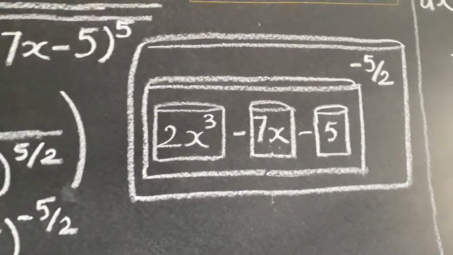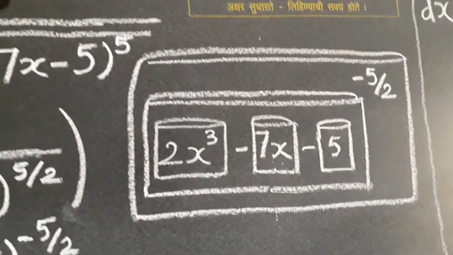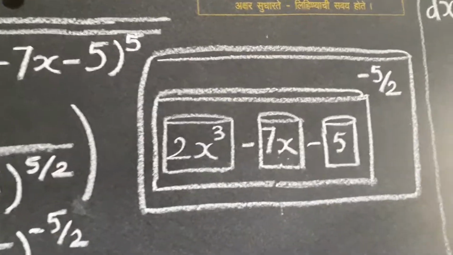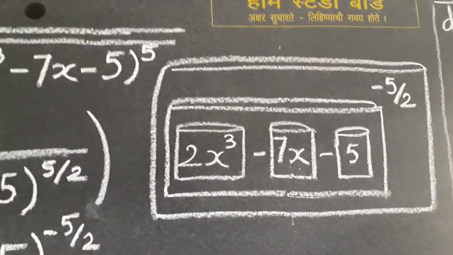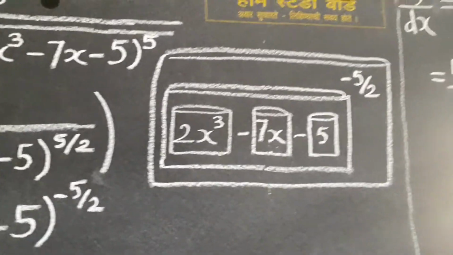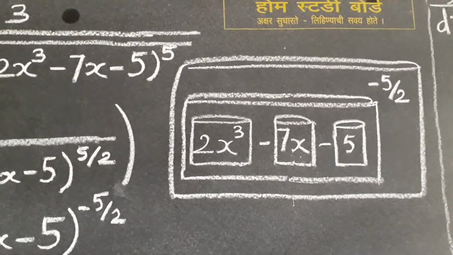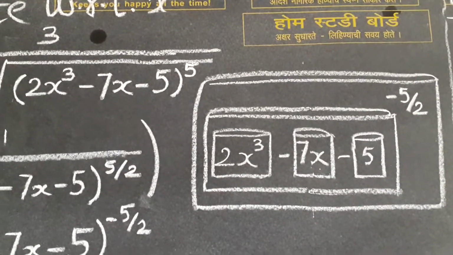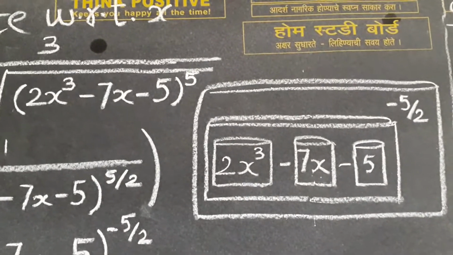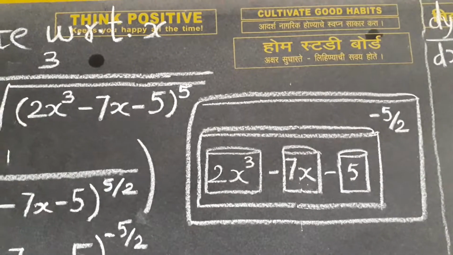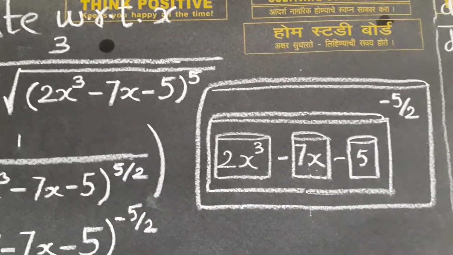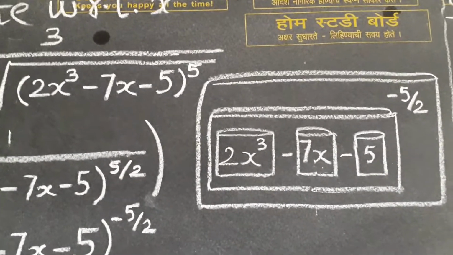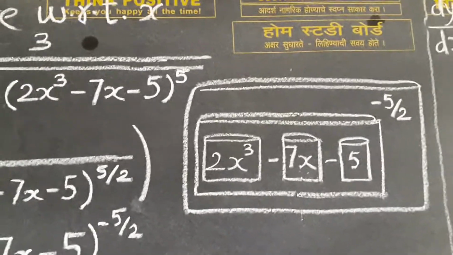So do you get the idea that when I look at this expression, I can see there is an outermost box, and to find the derivative means that we have to open that outermost box. When I open the outermost box, what I see inside is the inner box raised to minus 5 by 2, and therefore the function which we want to differentiate is nothing but of the type x raised to n. But still that inner box is not open.